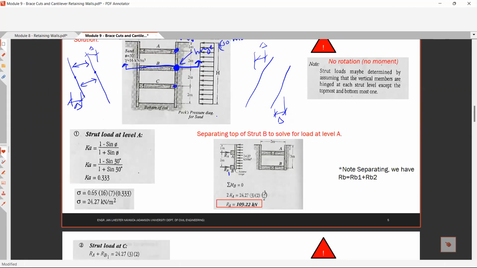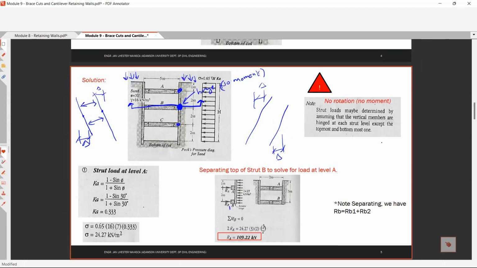So, kasi kapag nagputol ka diyan, may hinge ka diyan. So, ang mangyayari is may ganito ka. May strut ka dito. Let's say this is your RA and this is your RB1. Kaya ko siya sinabing RB1, this is your first contribution of your reaction at B.